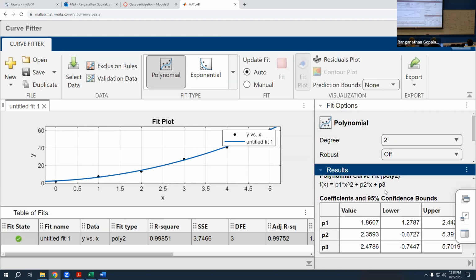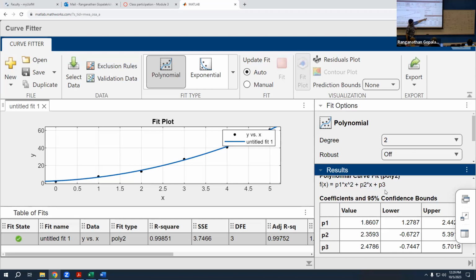The polynomial fit curve's template is P3 plus P2x plus P1x squared. We had it backwards. We call this A0, A1, A2. You should not be confused by that. P3 is our A0, 2.4786. P2 is our A1, 3593. P1 is our A2, 8607. The same values. Okay. MATLAB is very powerful in that regard. It does a lot of calculations in quick time.